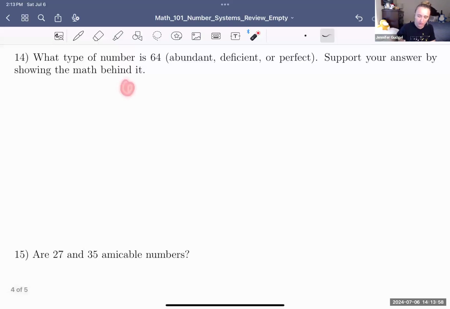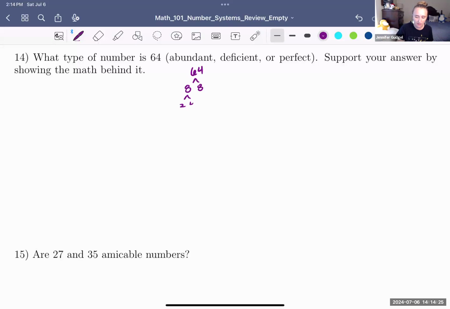So we need to look at the factors of 64 in order to determine what type of number it is. In fact, we need to look at the proper factors. Remember, you find the proper factors and you add them together. Let's say 64 is a big number to you, or maybe I give you something even bigger. Don't forget that there's a way in which we can see how many factors it has to make sure we don't miss any. And the way to do that is to do the prime factorization.